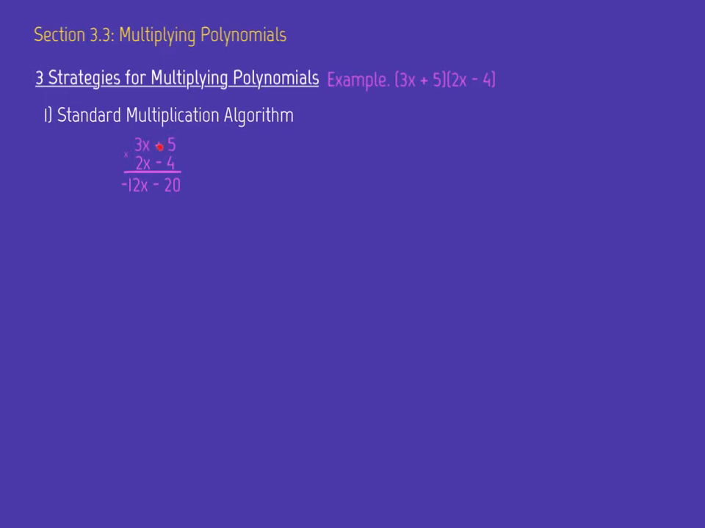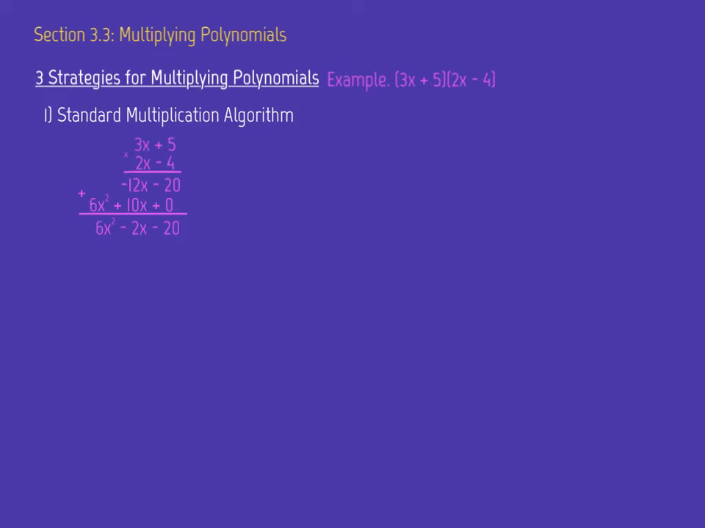Now, we would put a 0 placeholder in the constant section here because we're moving on to the 2x. So we're doing 2x times 5 and 2x times 3x. Again, though, don't forget that placeholder. You should have gotten 6x squared plus 10x and then plus the 0 for that placeholder. Now, we add these two together. When you add these together, you should get your final answer of 6x squared minus 2x minus 20. And that is how you'd use the standard multiplication algorithm.